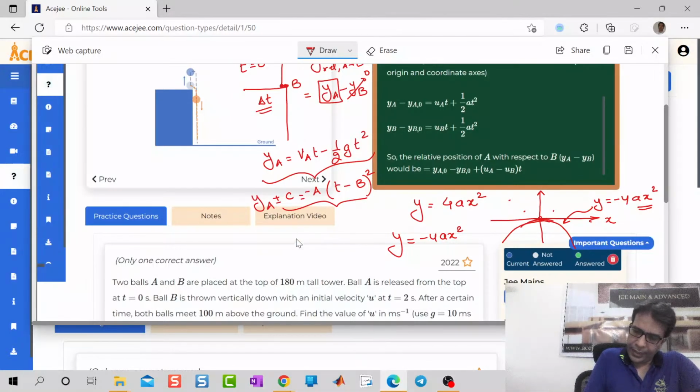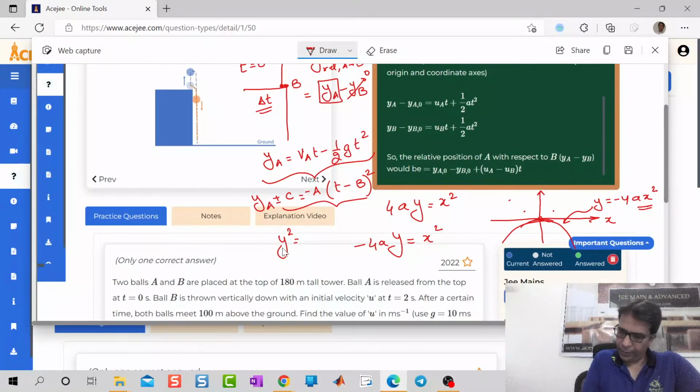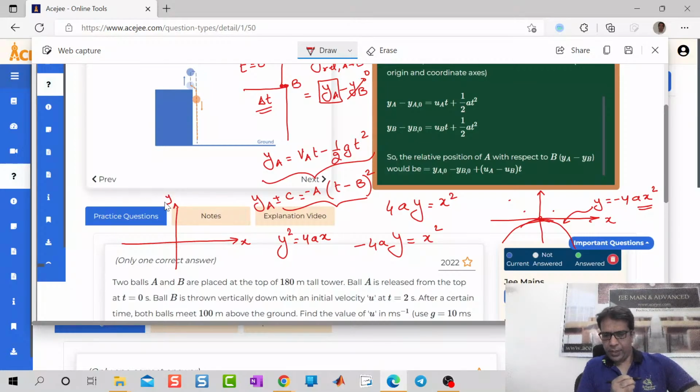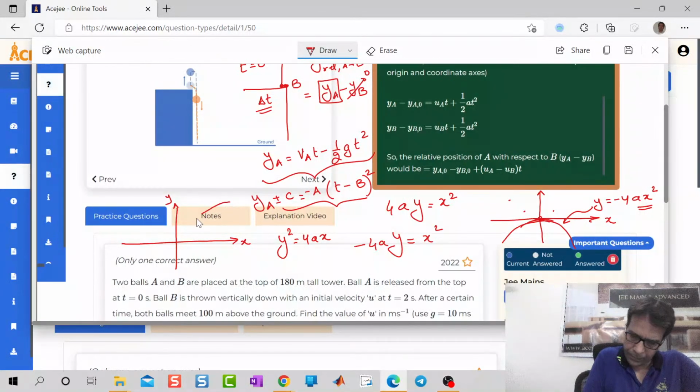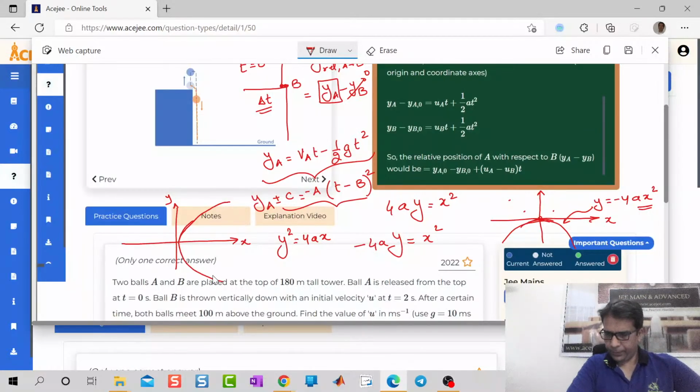Other scenarios are, let's say y square is equal to, in fact I should have written x square equals to 4ay, but that's okay. Let me change it right now. So this will be the standard. So 4ay is equal to x square, and here I should write minus 4ay is equal to x square. If I were to write y square is equal to 4ax, how will this look like? This is x, this is y, then this will look like this, right? Yes, sir. Okay.